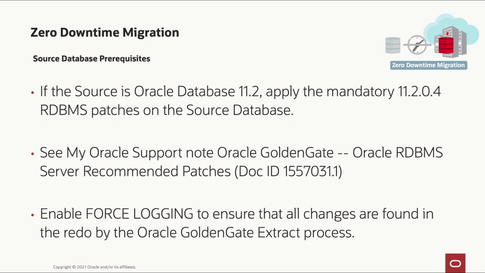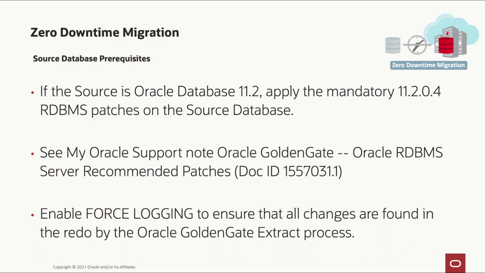If the database is 11.2, you must apply the mandatory 11.2.0.4 RDBMS patches on the database. You can find more information in the Oracle Zero Downtime Migration documentation. You must see the Oracle support note for Oracle Golden Gate, Oracle RDBMS server recommended patches, and that note in support is identified by the number 1557031.1. It's really important that you see this so that functionality with Golden Gate is guaranteed.